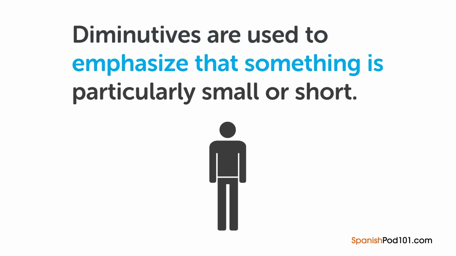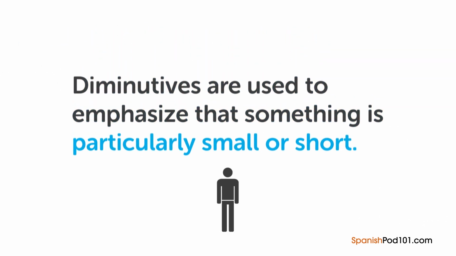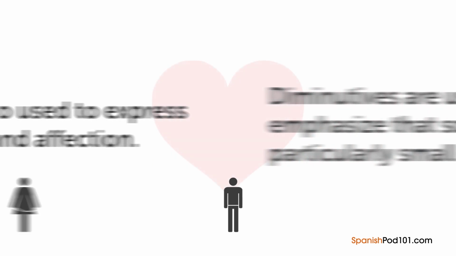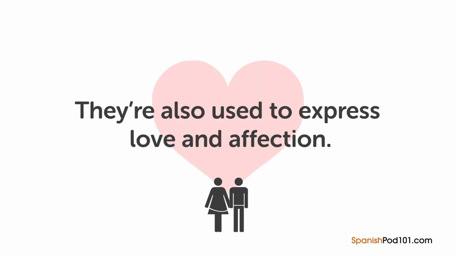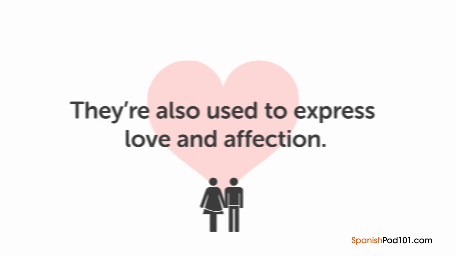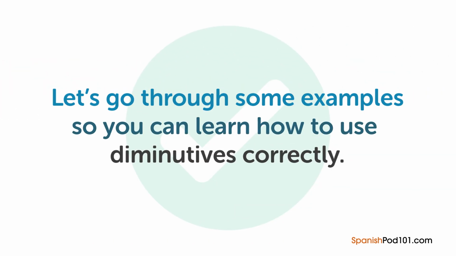Diminutives are used to emphasize that something is particularly small or short. They are also used to express love and affection. Let's go through some examples so you can learn how to use diminutives correctly.